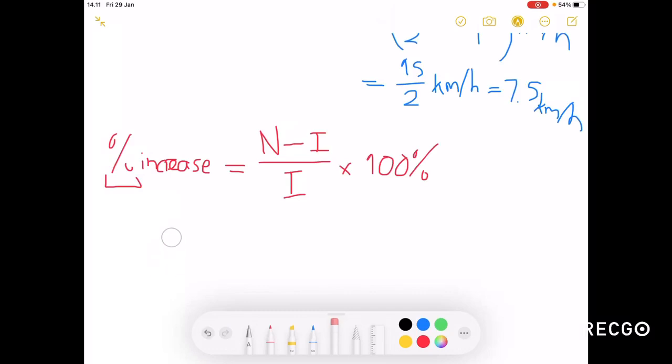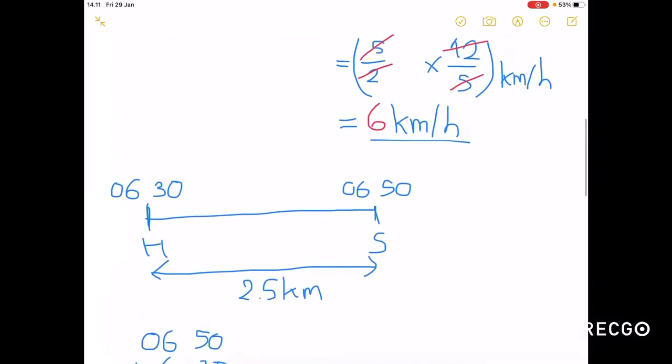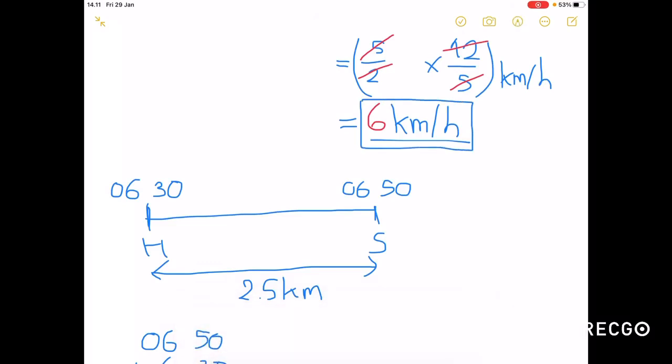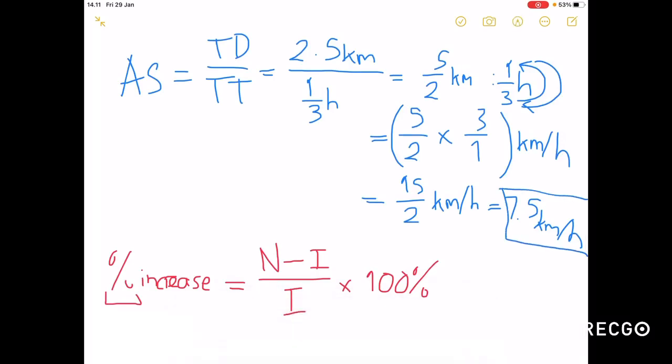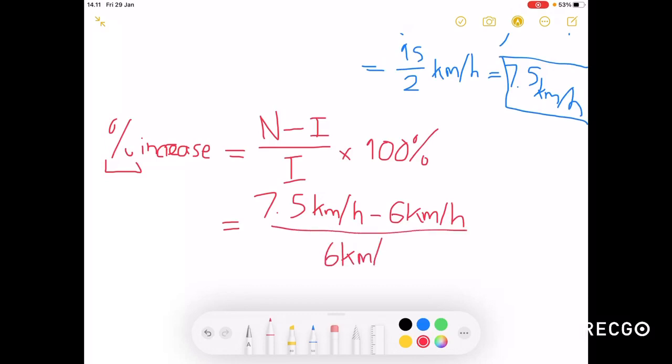So in this case, our initial value will be our speed on Monday, or our speed at the A part right here. So this is our initial value, and our new value will be 7.5 kilometers per hour, and we can just substitute them into the formula. So our new value is 7.5 kilometers per hour minus our initial value, which is 6 kilometers per hour, over 6 kilometers per hour, and this is multiplied by 100%.